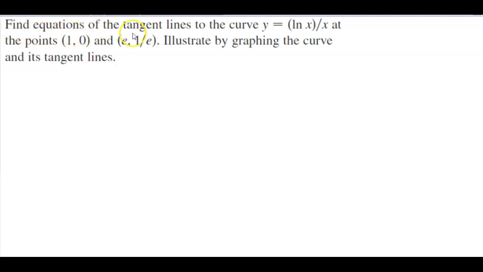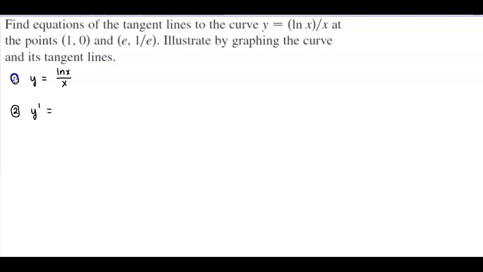Find the equations of the tangent lines to the curve y equals the natural log of x divided by x at the points (1, 0) and (e, 1/e), and then illustrate by graphing the curve and its tangent lines. So our function is y equals the natural log of x divided by x. In order to find the derivative, we're going to have to use the quotient rule.